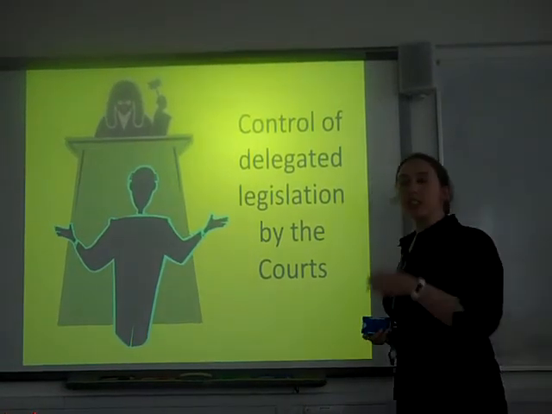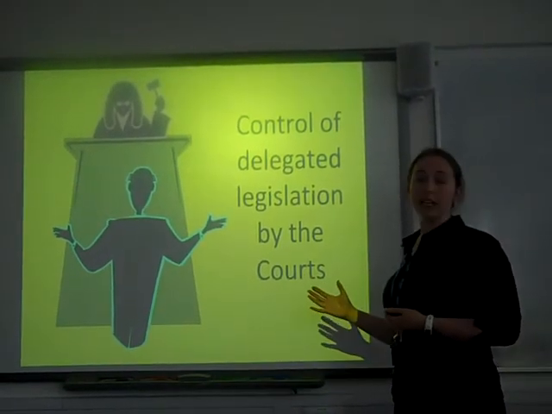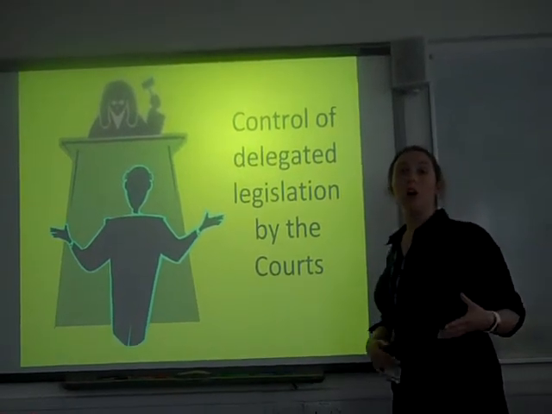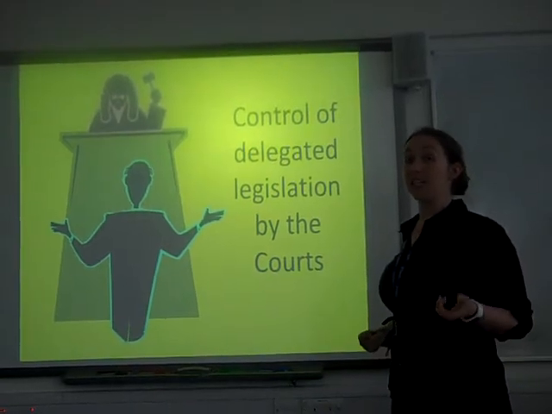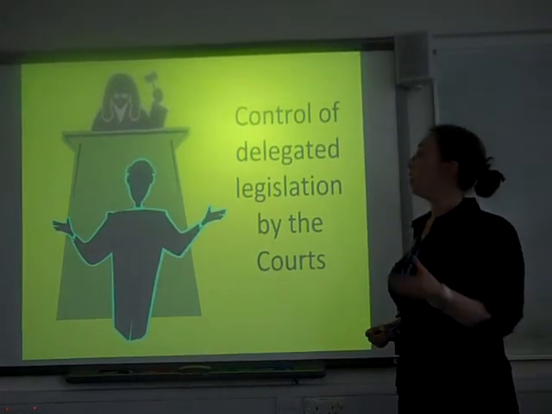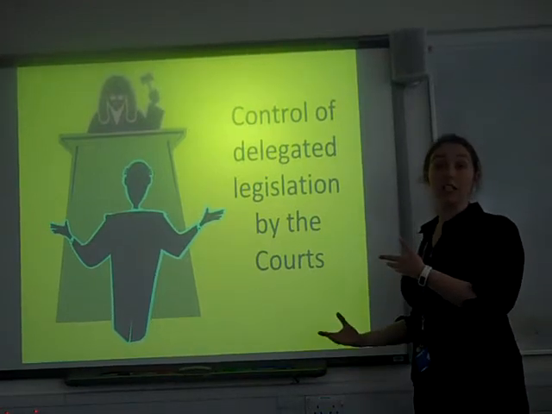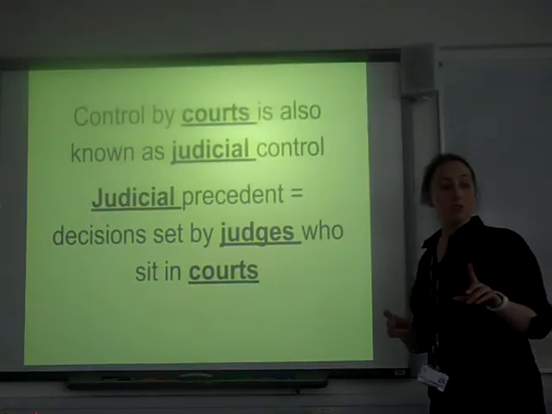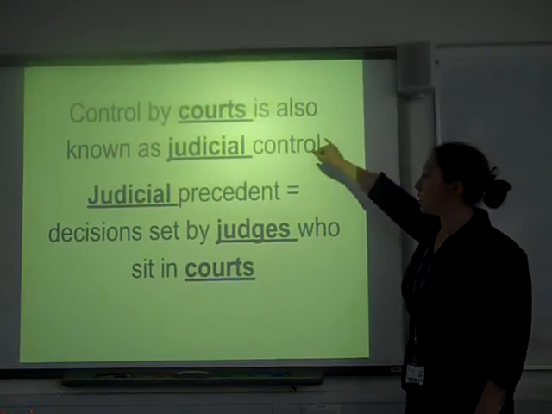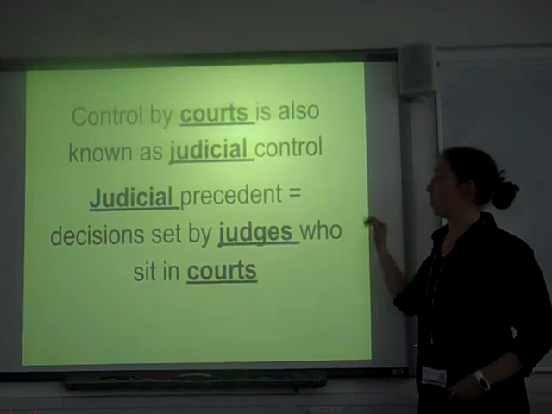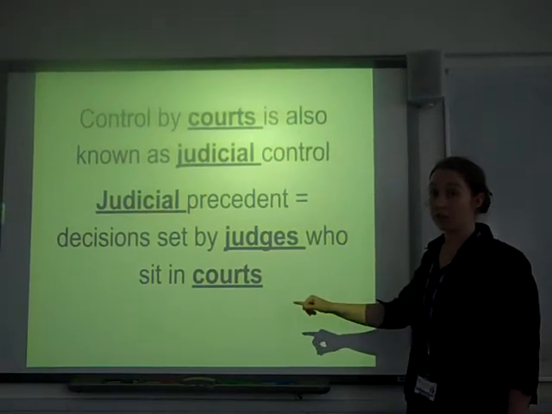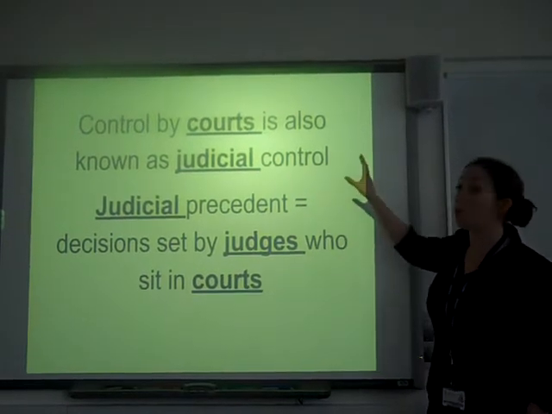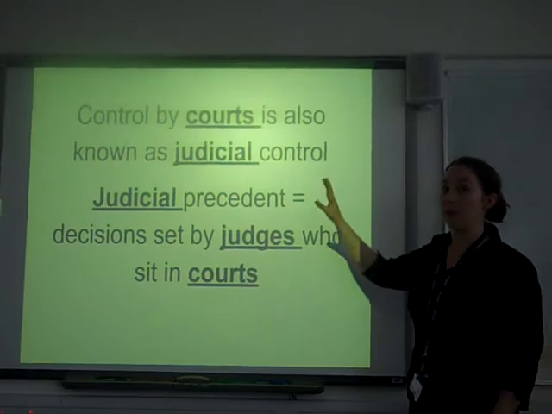There are also ways that the courts can control delegated legislation. So when we look at control by Parliament, this is before the delegated legislation has actually come into force, before it's been passed. Control by courts is after it already exists, if it needs to be controlled at that point. So just remember that control by courts is also known as judicial control, judicial precedent, courts, judges. A question might ask you control by courts, it might also ask you judicial control. It's all the same thing.